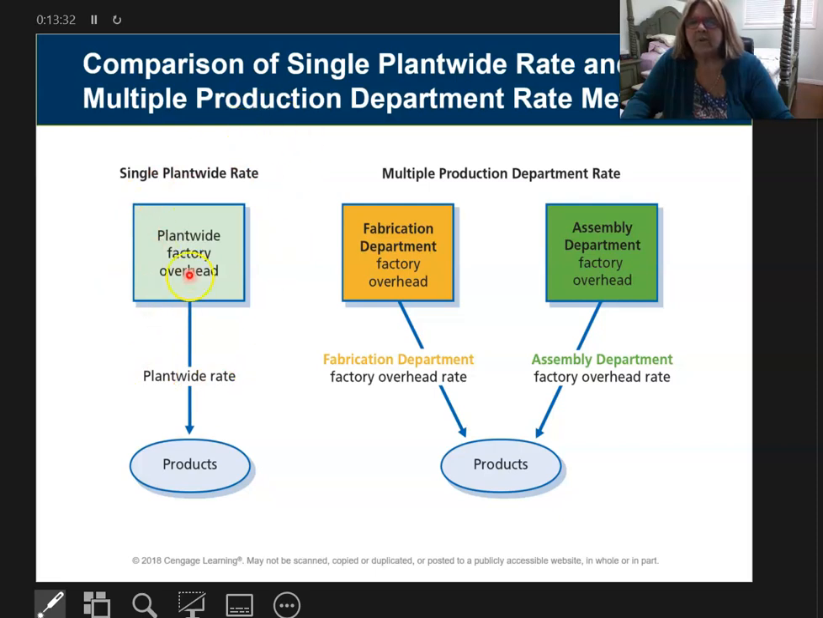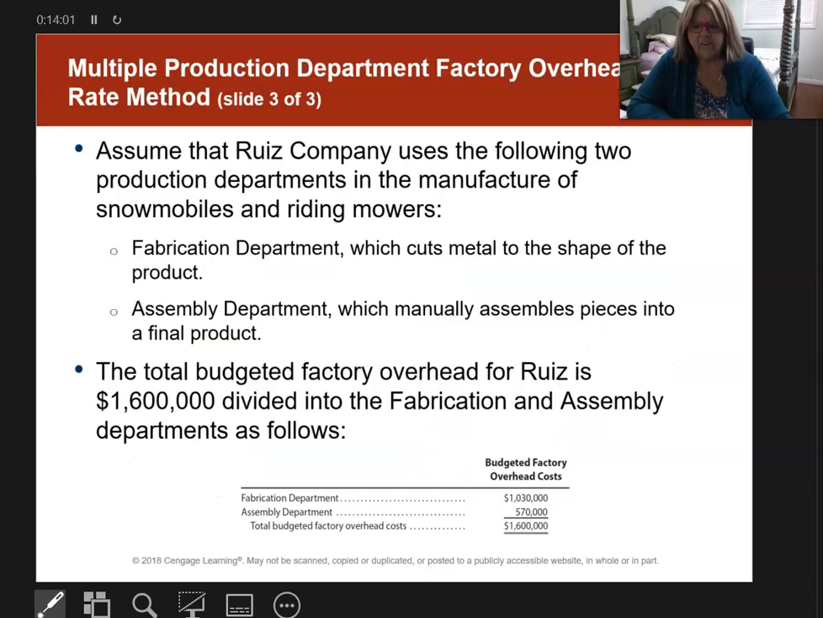Here's what we did a few minutes ago with single plant-wide. Here's my multiple. So I have a fabrication department and an assembly department. Fabrication is where they actually cut all the material out that they need, and assembly is when they put it together. And so we're going to have a rate for each department. Well, if we do, that means we're going to need to know how many hours each department is going to require to make whatever it needs to make. So let's move on. So again, fabrication cuts metal, assembly puts it together.